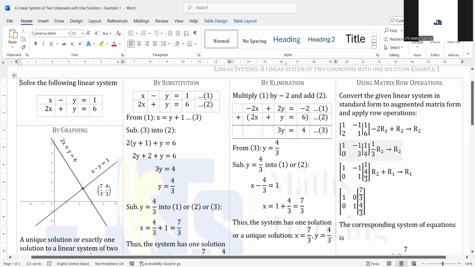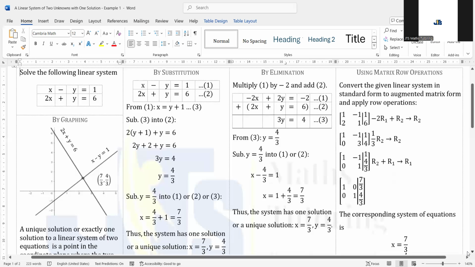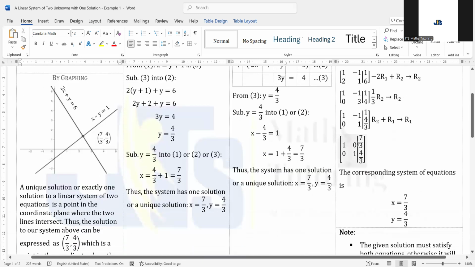Okay, beautiful. So I've got my 0 where I want it to be by this row operation. And by this row operation, I'm going to have my 1 where I want it to be. And by this row operation, I'm going to have my 0 where I want it to be. So I have it now in reduced row echelon form. And you can read from there, the corresponding system of equations is actually going to give us what? X is equal to 7/3 and Y is going to be 4/3. There we are done. Okay, beautiful.